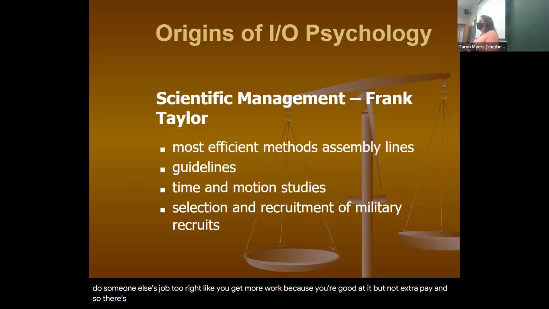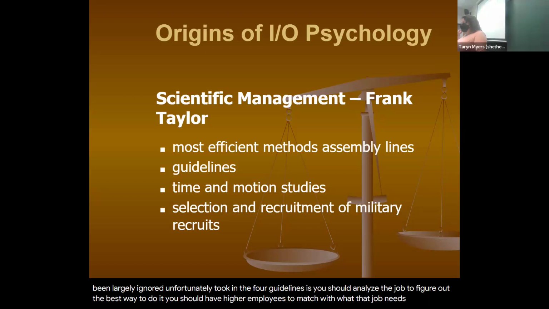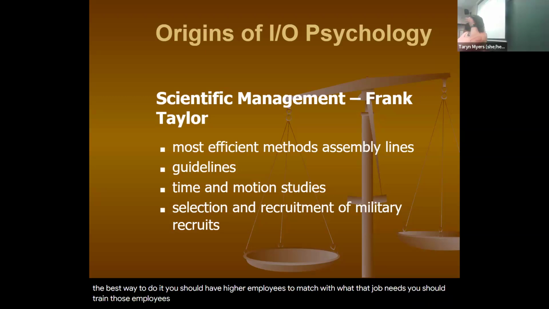And so there's a lot of what we've known for a century about IO Psych and about how to optimize jobs that's been largely ignored, unfortunately. So again, the 4 guidelines are: you should analyze the job to figure out the best way to do it. You should hire employees who match with what that job needs. You should train those employees, again, novel concept. And then you should reward those employees for productivity.